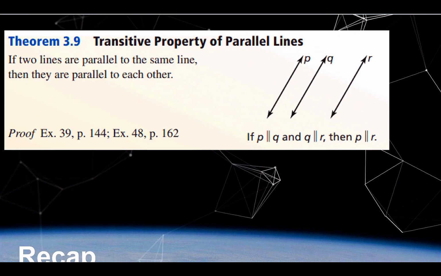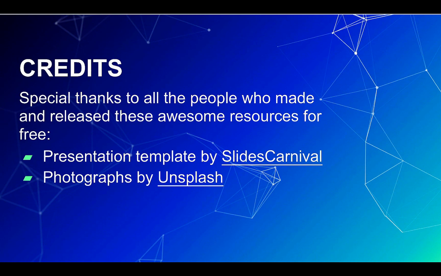We had the transitive property of parallel lines. If 2 lines are parallel to the same line, then they're parallel to each other. And that wraps up section 3.3. So go ahead and fill in your guided notes and have a great day.